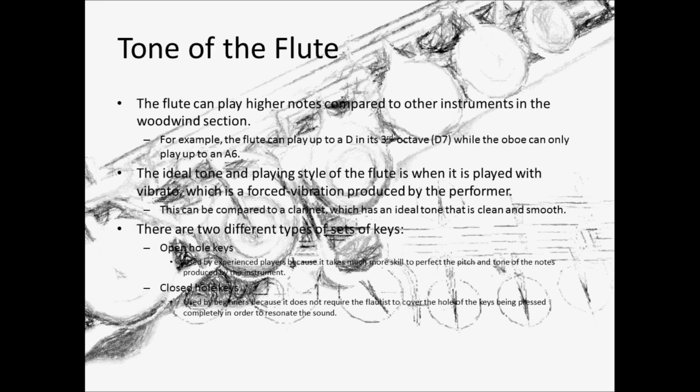The tone of the flute. The flute can play higher notes compared to other instruments in the woodwind section. For example, the flute can play up to D in its third octave, D7, while the oboe can only play up to an A6. The ideal tone and playing style of the flute is when it is played with vibrato, which is a forced vibration produced by the performer.